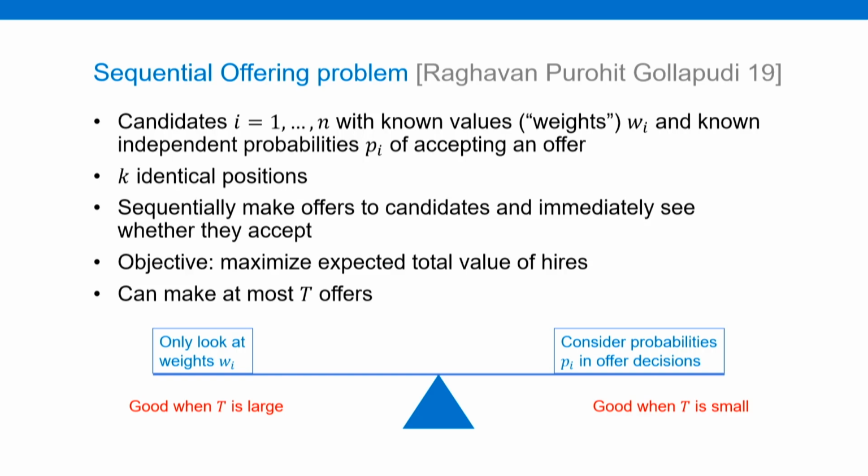All right, so a priori, if you try to solve this problem using dynamic programming, your state space would be exponential. It would depend on how much time you have left, how many positions you have left, and which subset of candidates you haven't offered to yet. So what we're going to do is solve it using this relax and round method.